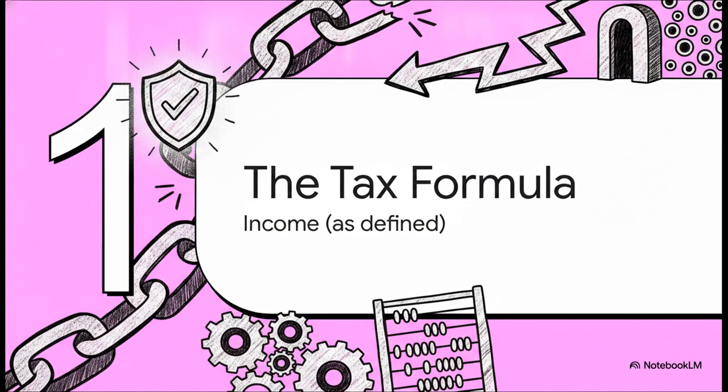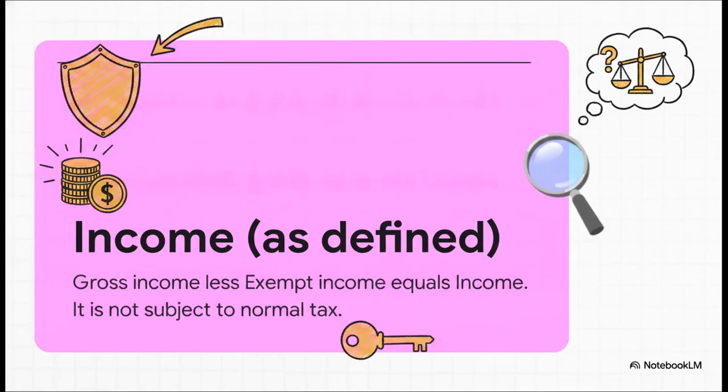Let's look at the exempt income formula. Okay, so your golden rule here is super simple. Gross income less exempt income equals income as defined. The main thing you've got to remember is that exempt income is absolutely shielded from normal tax. It's like an impenetrable fortress.